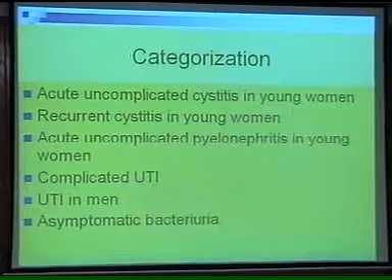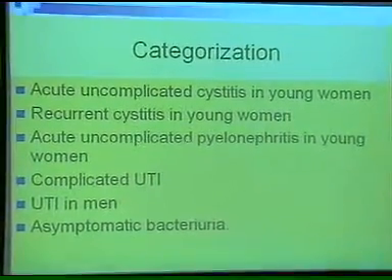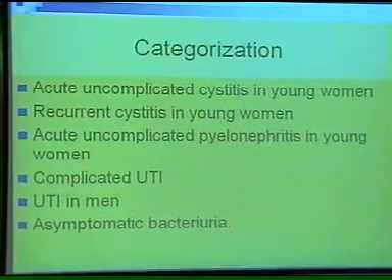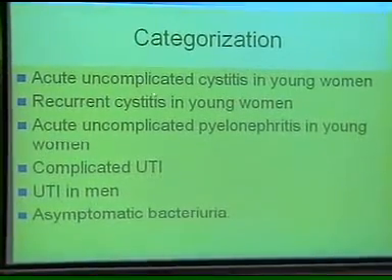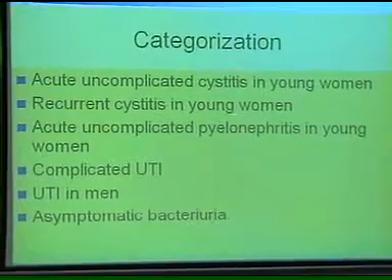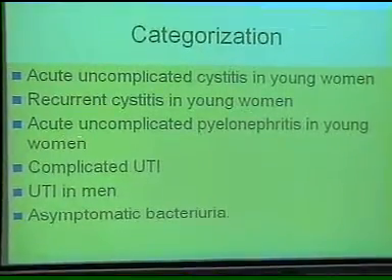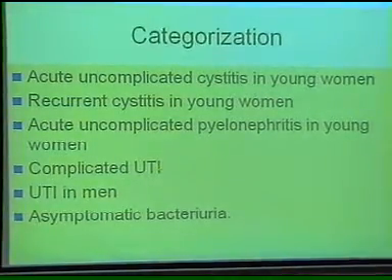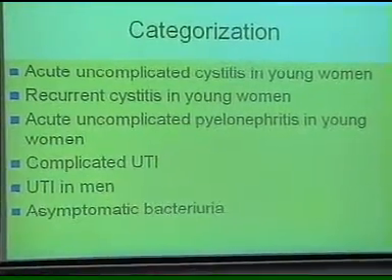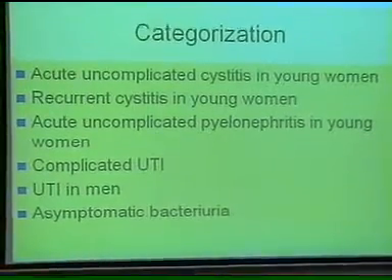To start with, we are going to categorize urinary tract infections under these categories. Acute uncomplicated cystitis in young women. This is the most common form of presentation. Recurrent cystitis in young women. Acute uncomplicated pyelonephritis in young women. Complicated UTI in men, and asymptomatic bacteriuria.